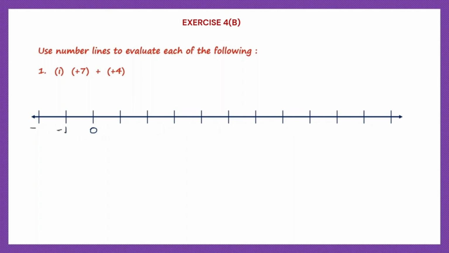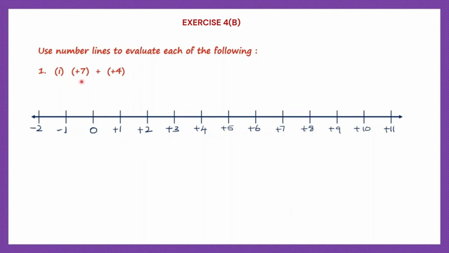This will be -1 and -2. So this will be +1. To the right of 0 are all the positive integers: +2, +3, +4, 5, 6, 7, 8, 9, 10 and 11. So we have positive integers on the right of 0 and negative integers on the left of 0. So this is an integers number line.